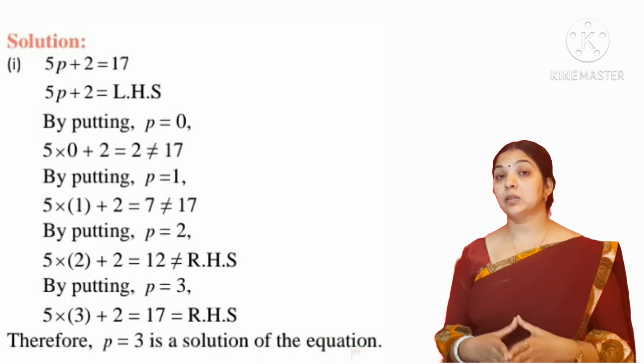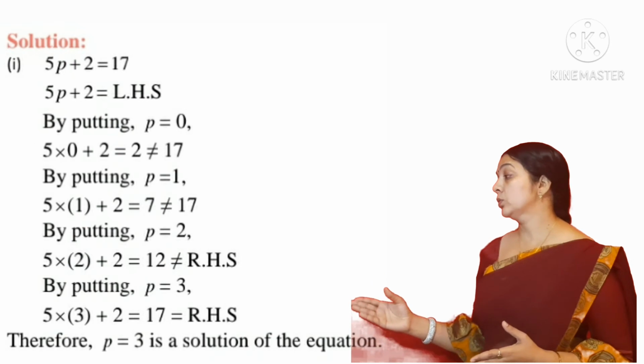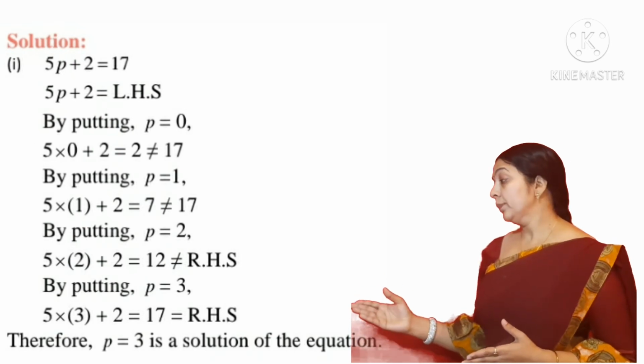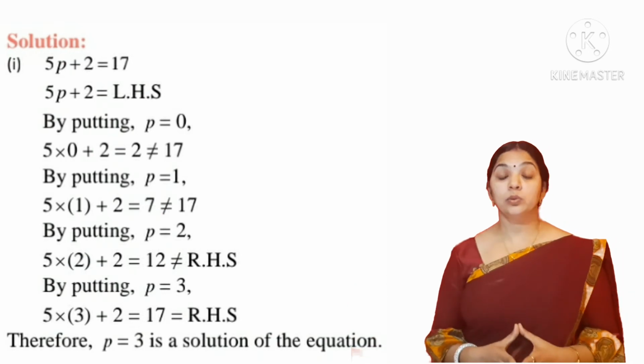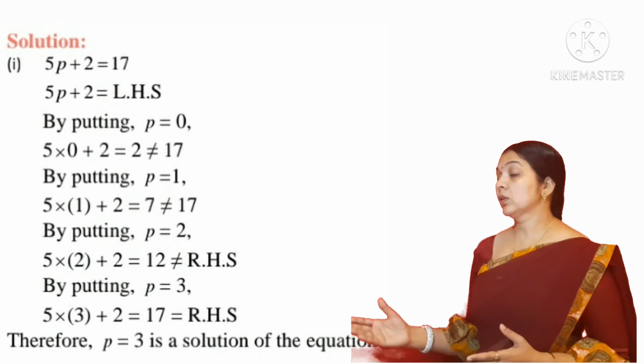Now place p is equal to 3. So 5 into 3 plus 2, that is 15 plus 2 is equal to 17. That is equal to RHS. Okay. So here p is equal to 3 satisfies the given equation. So our answer will be p is equal to 3.